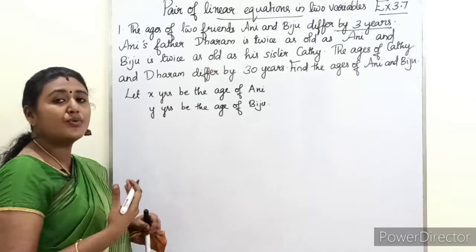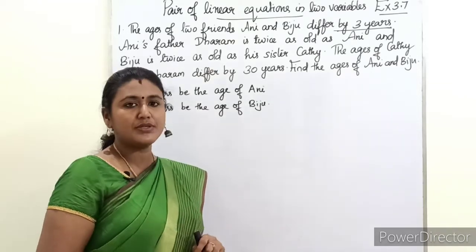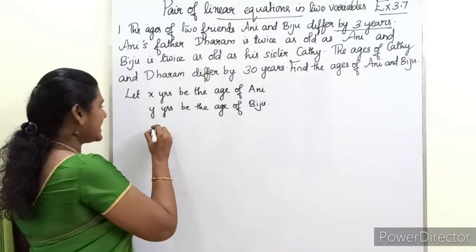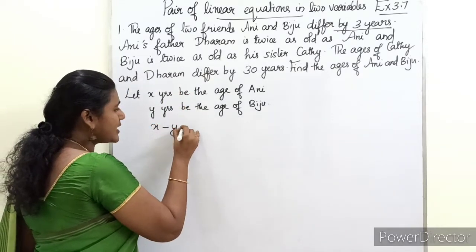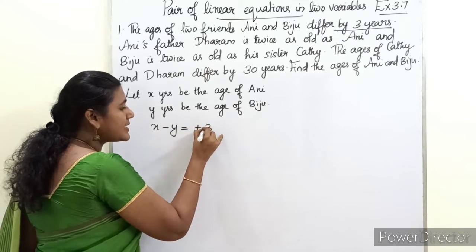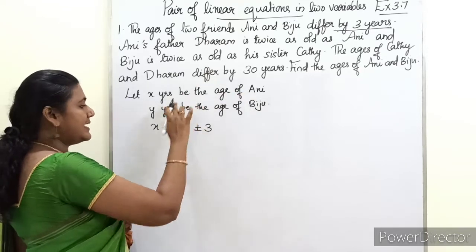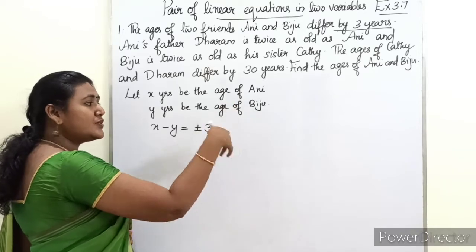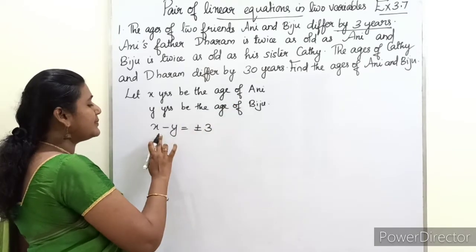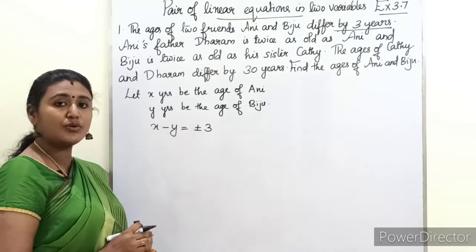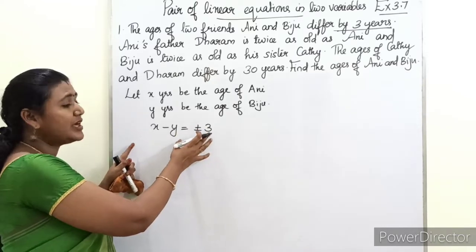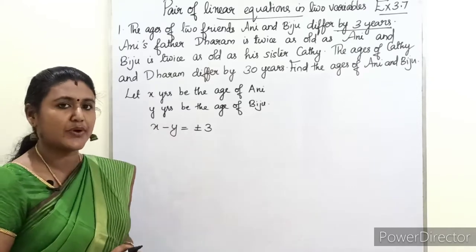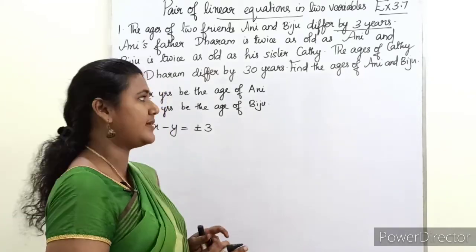So we don't know who is elder, Annie or Biju. So here we will have two cases, that is X minus Y is equal to plus or minus 3. If Annie is elder, then X minus Y will be plus 3. If Biju is the elder one, then X minus Y is equal to minus 3. So in this case you have to take X minus Y is equal to plus or minus 3.